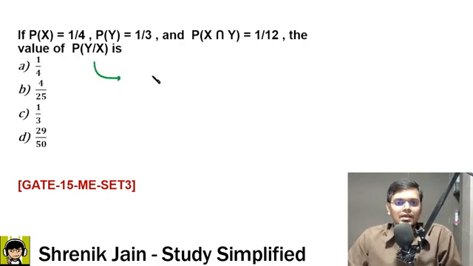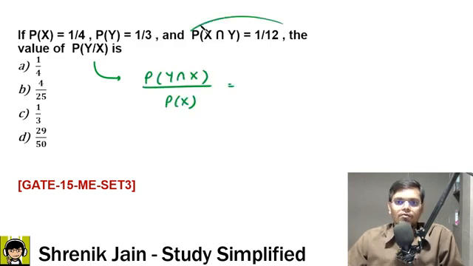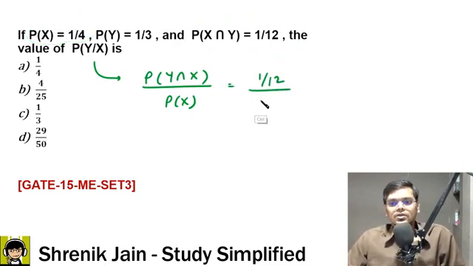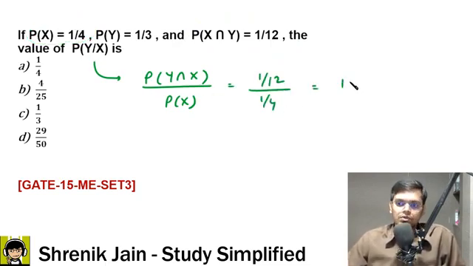You should have done it in 10 seconds looking at it. P of Y intersection X upon P of X. Sir, P of Y intersection X and P of X intersection Y are one and the same. So 1 by 12 divided by P of X, which is 1 by 4. So finally I have to say 1 by 3 is the answer, which is Calcutta.